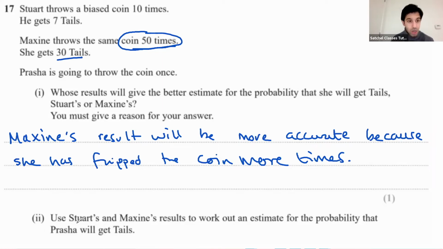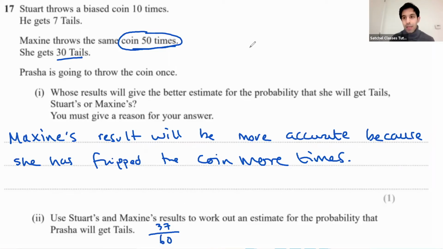Now go back to question 2. Use Stuart's and Maxine's results to work out an estimate for the probability that Prasha will get tails. So in total, they flipped the coin 10 plus 50 is 60 times. And how many times did they get tails? So Maxine got tails 30 times, Stuart got tails 7 times. So that's going to be 37 over 60, which is over a half. So using these results, we would say the probability that Prasha will get tails is going to be 37 out of 60. Now, again, you could leave your answer as a fraction, as a decimal, or a percentage.